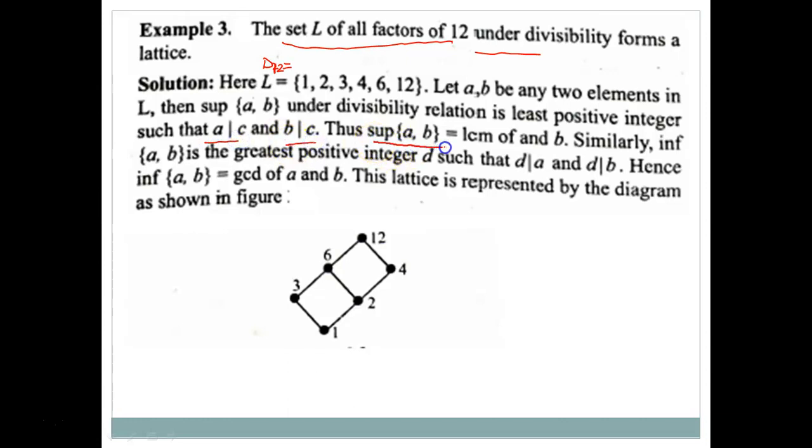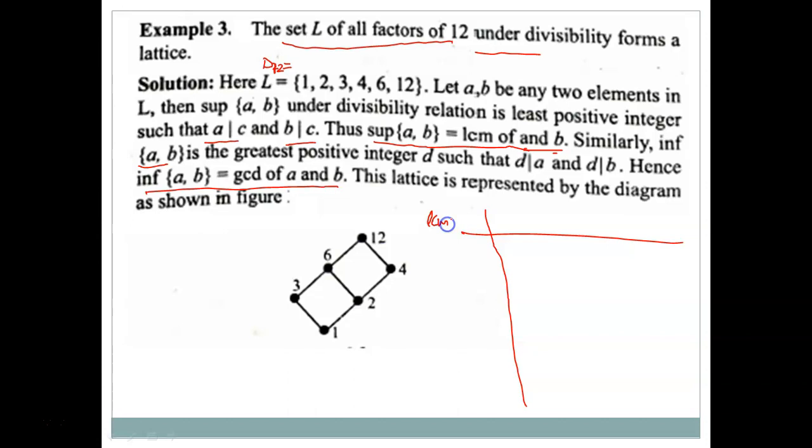We have already discussed this. The supremum of two elements in such a case is the LCM of A and B. Similarly, the infimum of A and B is the greatest common divisor of A and B. So clearly, for every pair the supremum and infimum exist. To show this, you can prepare a table like this.